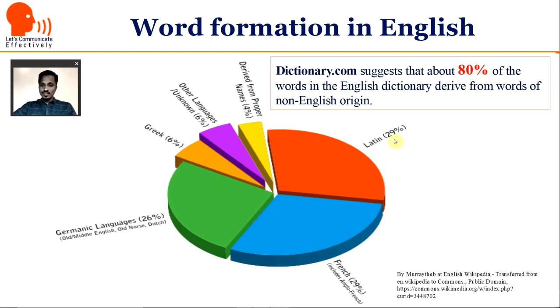Almost 29% of words in English are derived from Latin. An equal percentage of words are derived from French. Almost 26% of the words are derived from Germanic languages, 6% from the Greek language, around 6% from some other languages, and there are 4% which are derived from proper names. So this all shows that English is actually a language of various languages. Any new word that occurs in any language has a place in the English language. There are so many words derived from Indian languages as well.